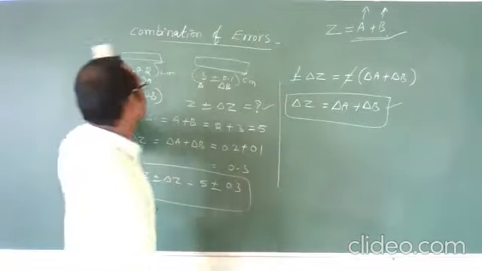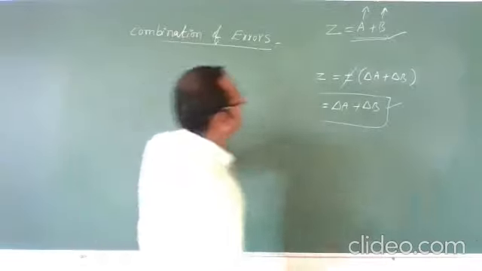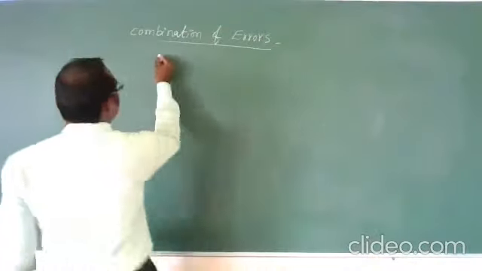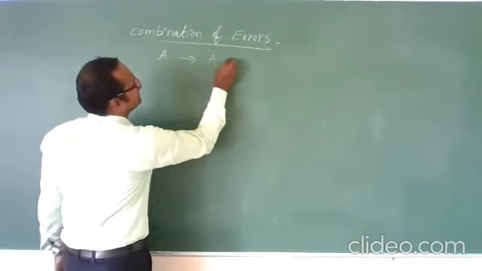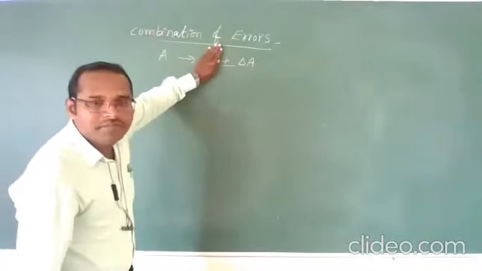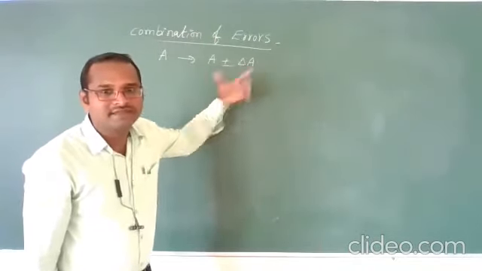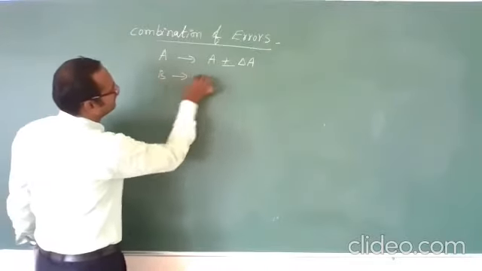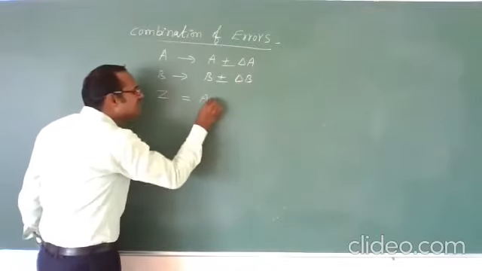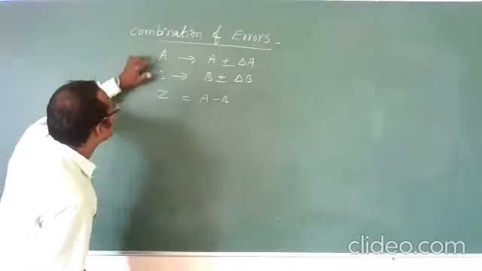Clear? Okay? Now, sometimes we need to subtract the numbers also. So what do we do? See, you have two numbers. A is given as A plus or minus delta A. That means the total reading A is equal to the main reading and some uncertainty, some doubt, the absolute error. B is also B plus or minus delta B. Now your result is given as A minus B, the subtraction of these two quantities.